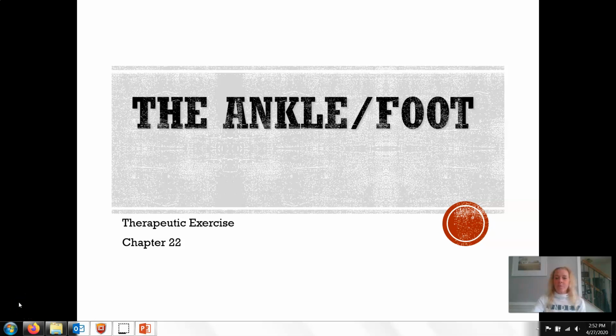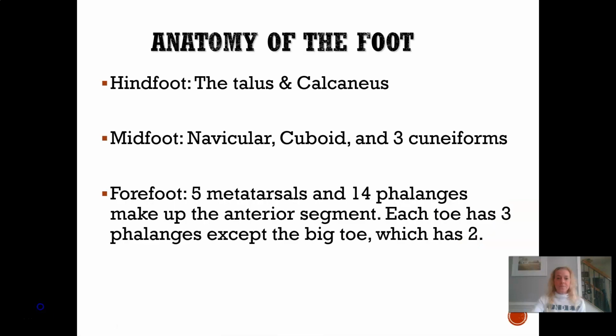Hi guys, we are moving on to chapter 22, which is going to cover the ankle and foot. So we're going to go over some anatomy to start off with. We're going to break the foot up into three sections. There's the hind foot, the midfoot, and the forefoot.